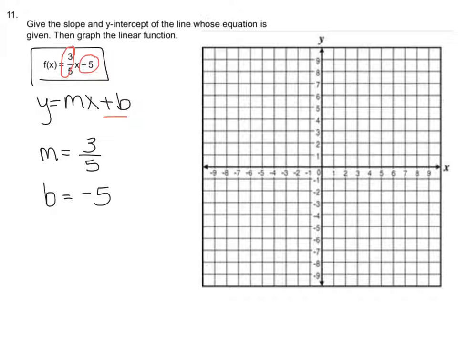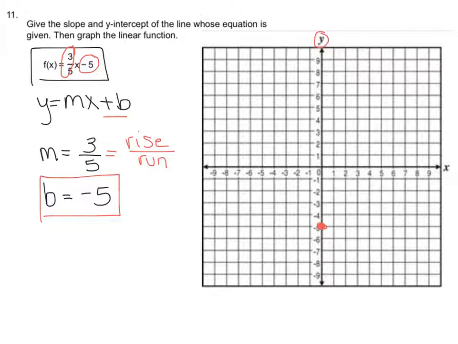Now in order to graph this line, we'll go to our coordinate plane, and the first thing you want to do is graph the y-intercept. So you're going to look at the y-axis and then just put a point at -5, which is right here. Now from that point, we're going to use the slope to find another point, and the slope is rise over run.